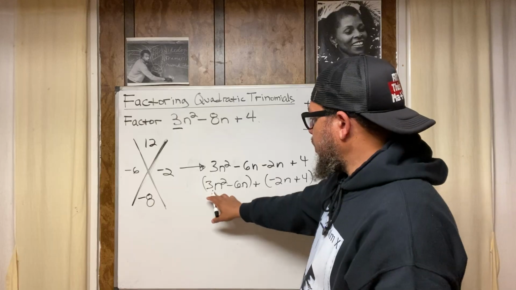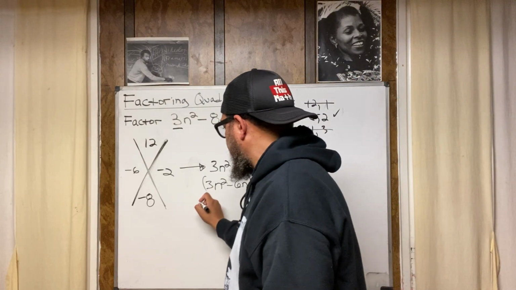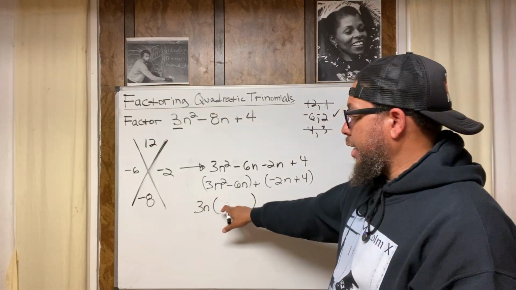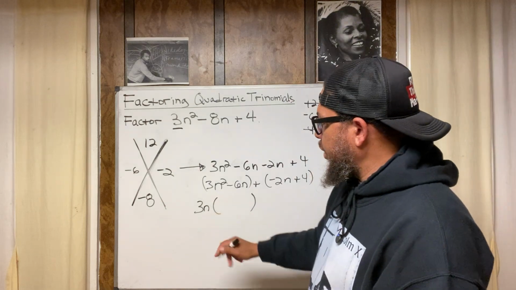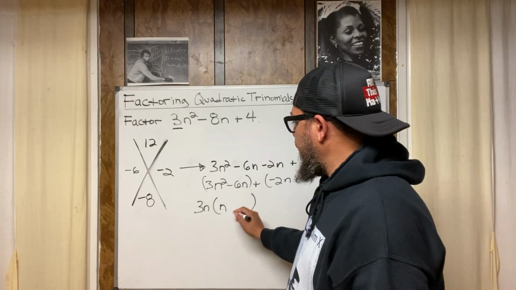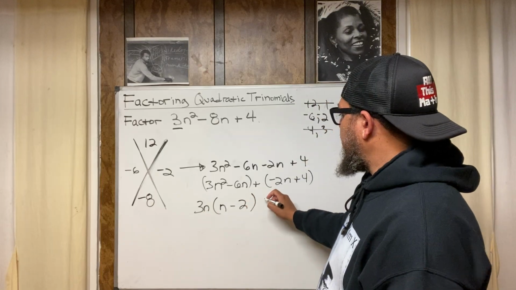All right, so now, what's the GCF of 3n squared and negative 6n? 3n. So I write 3n down. Then I put parentheses. Then something's got to go into parentheses. 2 terms are going to go inside. 3n squared divided by 3n is n. Then negative 6n divided by 3n is minus 2. Then we put the plus sign.